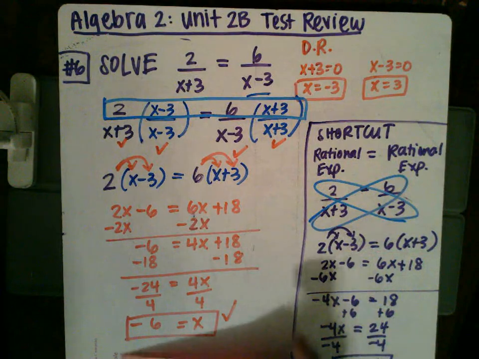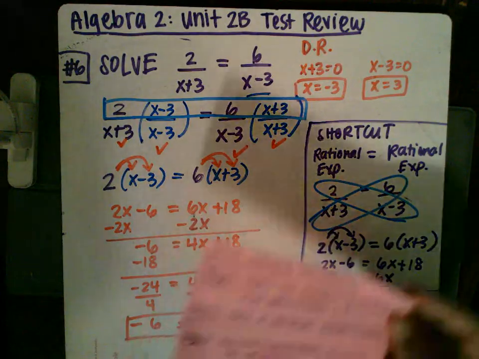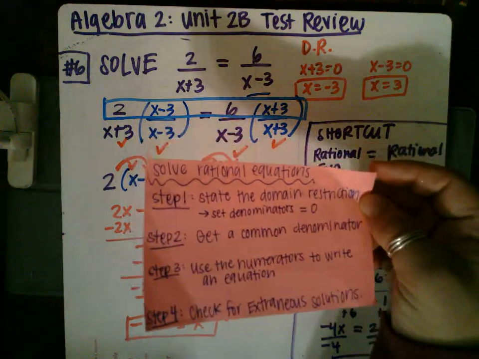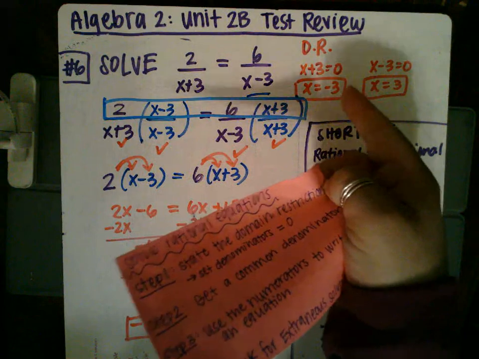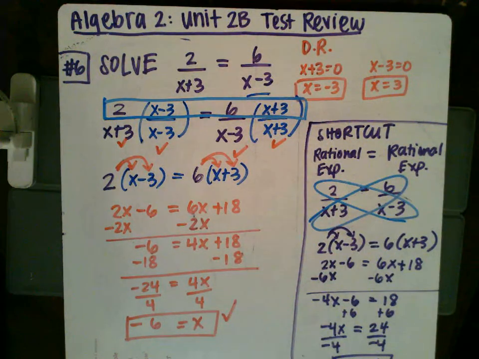You may use this shortcut only if you have a rational expression equal to a rational expression. I encourage you to just use the 4-step process. It still gets you there, and you make sure that you have your domain restrictions. You make sure that you get a common denominator, which is really what we have to do.